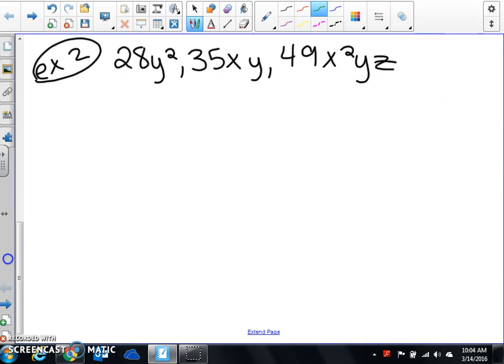All right, let's do more of a little shortcut, because this is really how you're going to be doing it. So let's start with the smallest number, 28. I say 2, 14, 2, 7, right? So I start with 2, because that's my smallest number. Is 2 divisible by 35? No. So then I go to 7. Is 7 divisible by 35? Yes. Is 7 divisible by 49? Yes. So I know in terms of my GCF, I'm going to be taking out a 7.